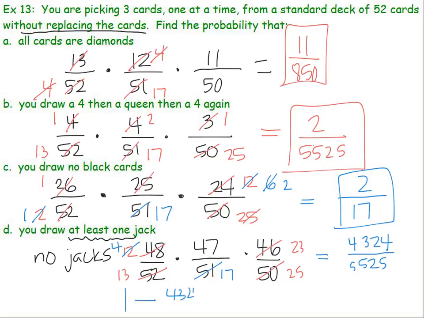The 4324 over, whoa, I ran out of space. Let's move that up. The 4324 over 5525. If you have a calculator, you can simply take 1 minus those fractions, hit math, enter, and it will give you the fraction. Sorry, guys, that's not fitting. Our final answer is 1201 out of 5525.